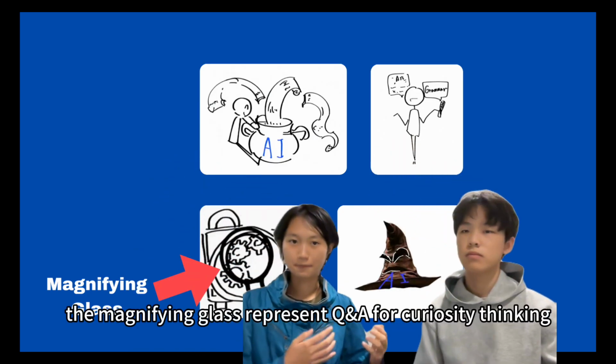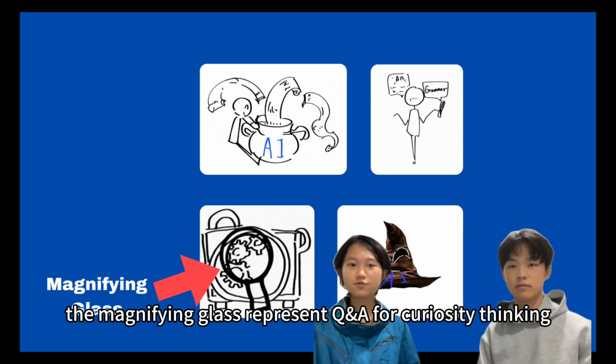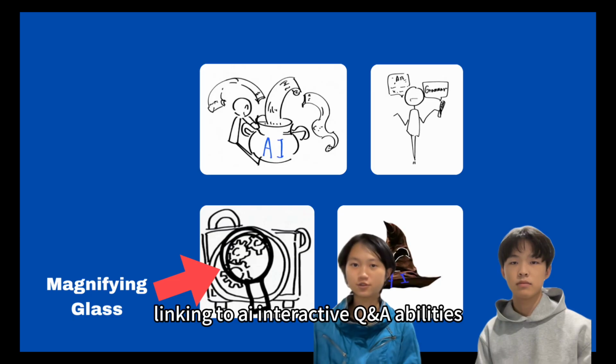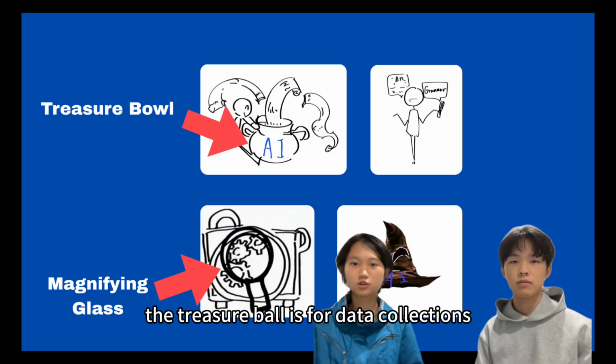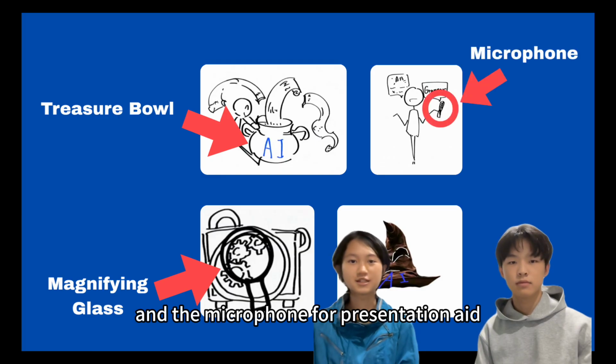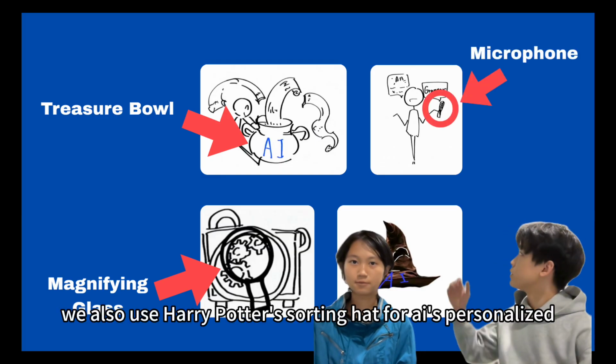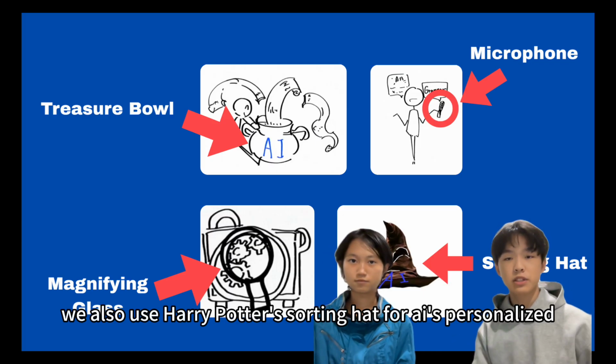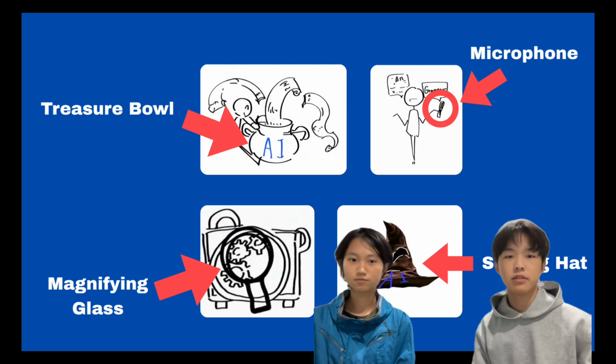The magnifying glass represents Q&A for curiosity and thinking, linking to AI's interactive Q&A abilities. The treasure bowl is for data collection, and the microphone for presentation aid. We also use Harry Potter's sorting hat for AI's personalized course recommendation.